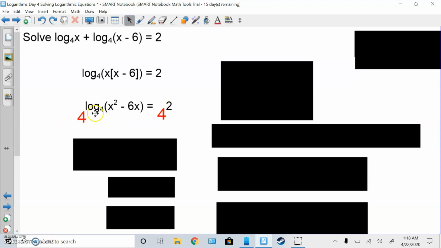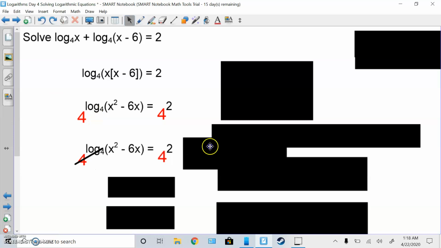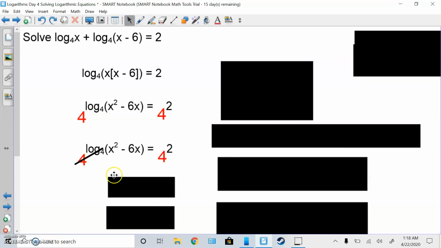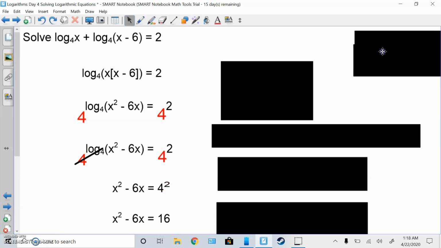Alright, 4 to the exponent log base 4 cancels out. And the right side is just 4 squared. So what's left would be x squared minus 6x equals 4 squared. And you have a number to an exponent, make sure you fix that. So x squared minus 6x equals 16.